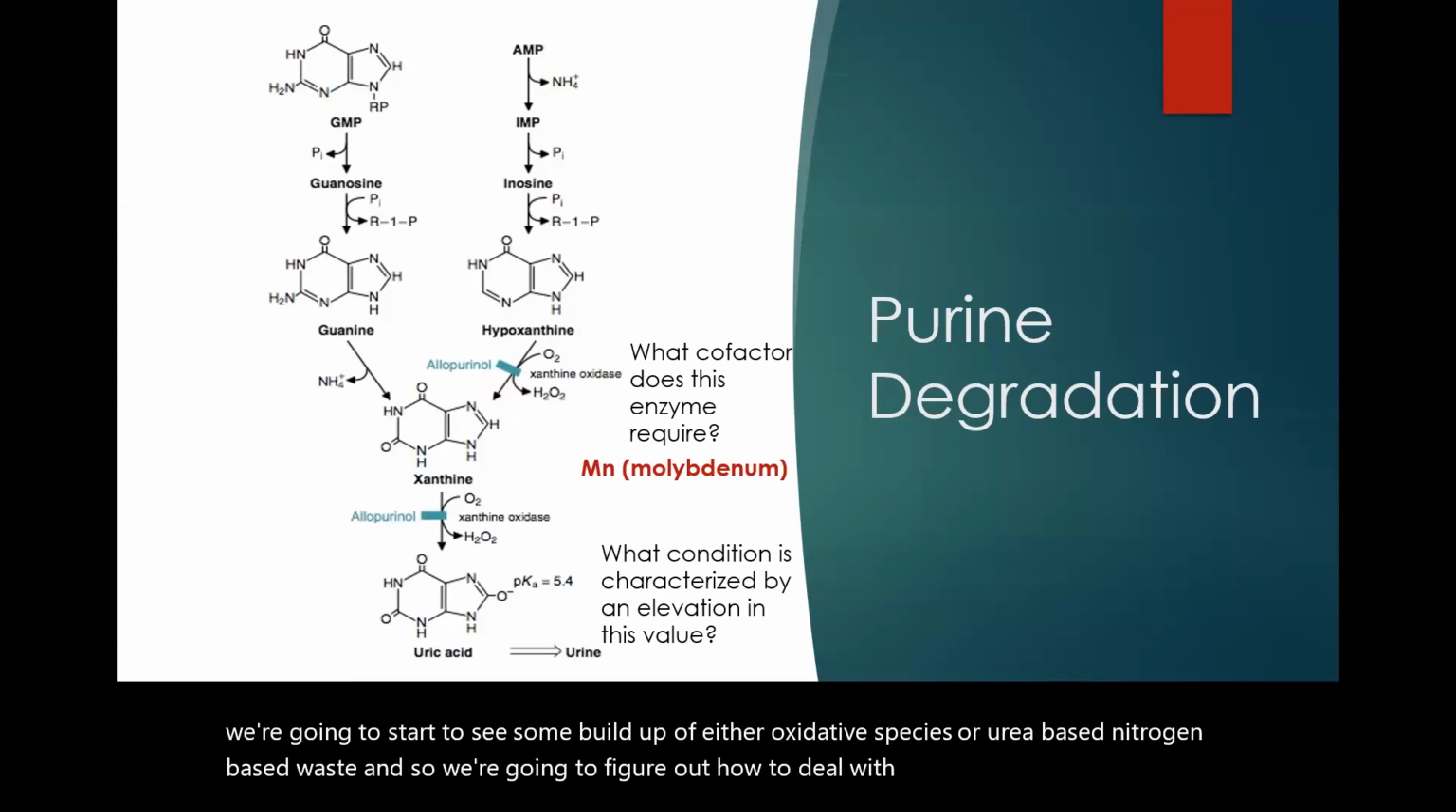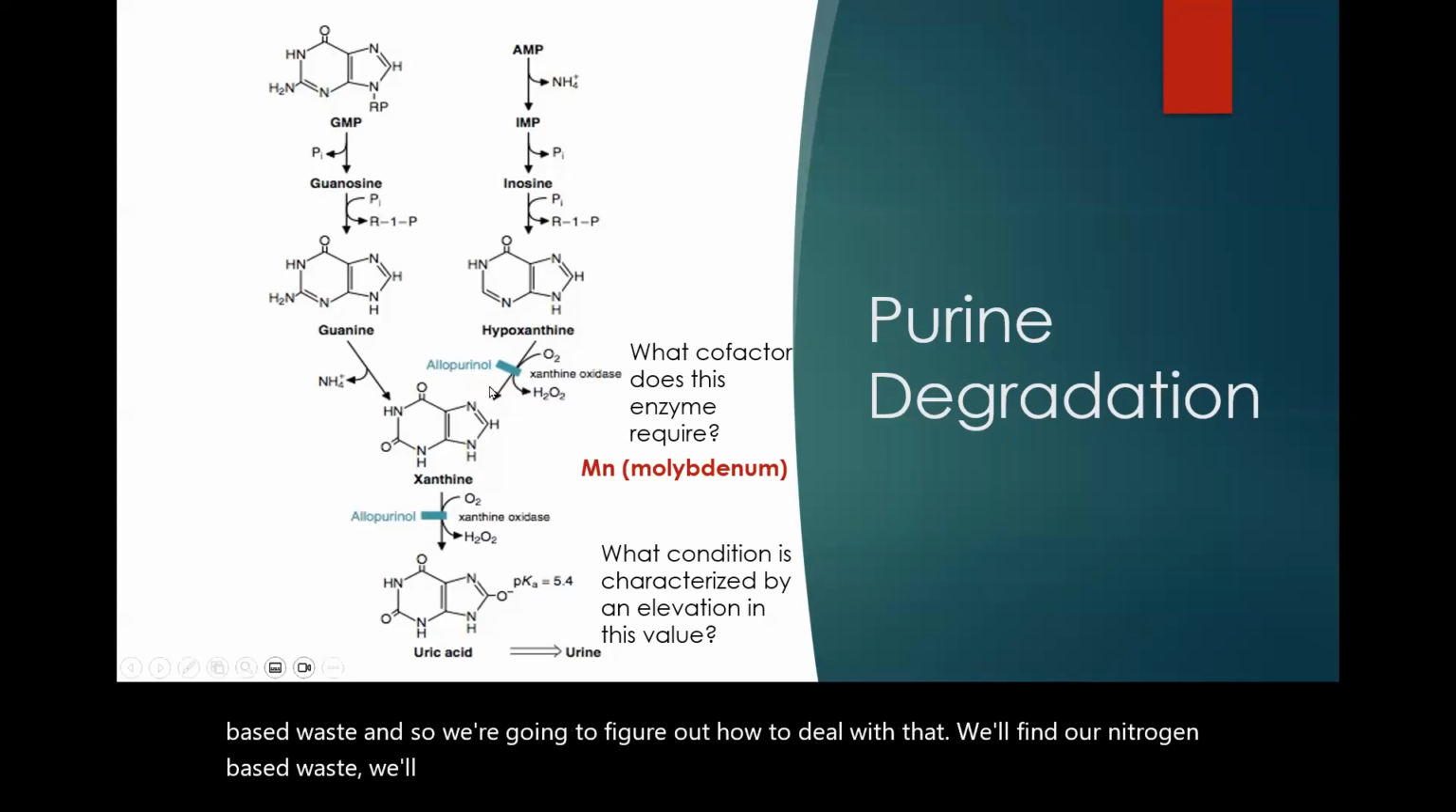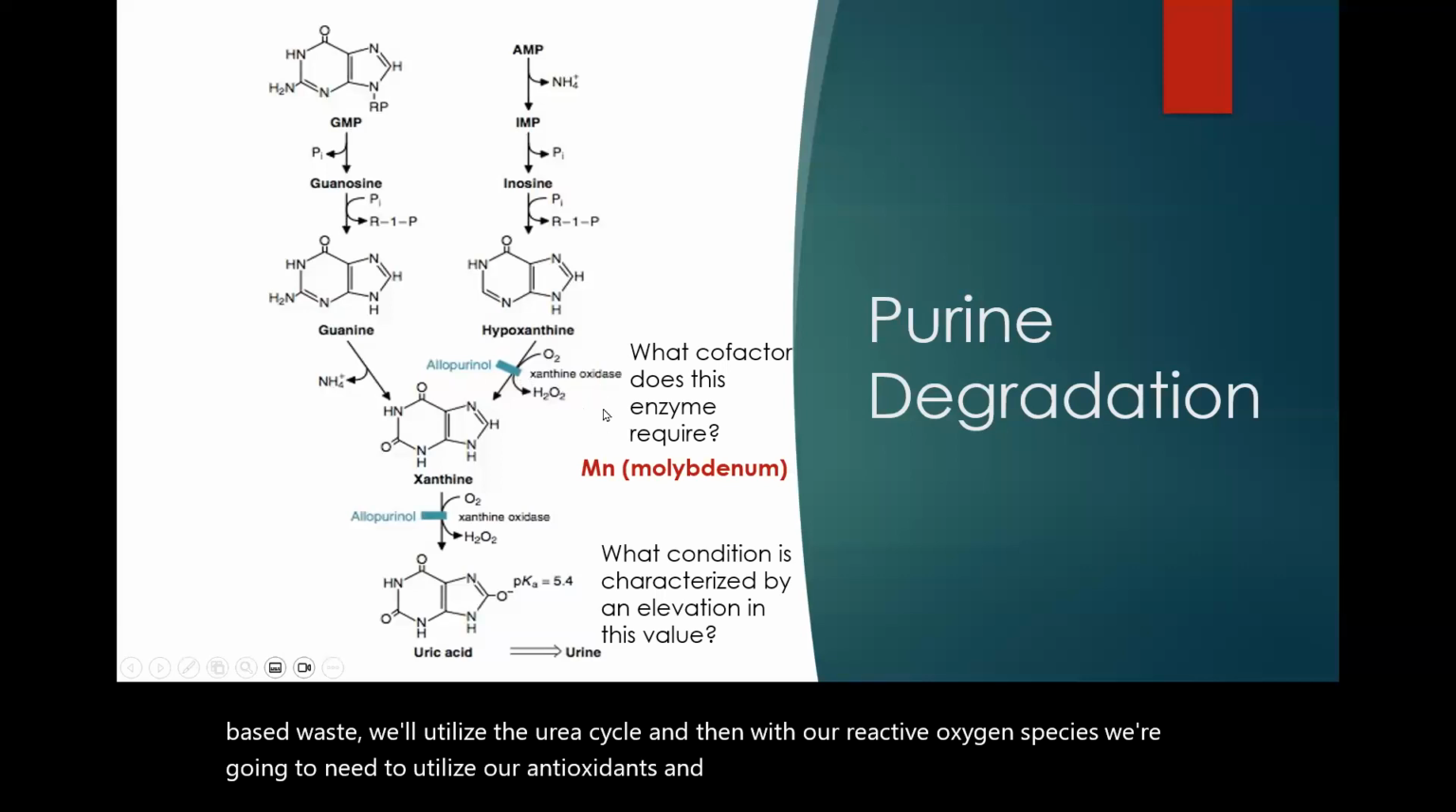We'll find our nitrogen-based waste. We'll utilize the urea cycle. And then with our reactive oxygen species, we're going to need to utilize our antioxidants and our ways that we can neutralize these species, which we'll look at both these later.